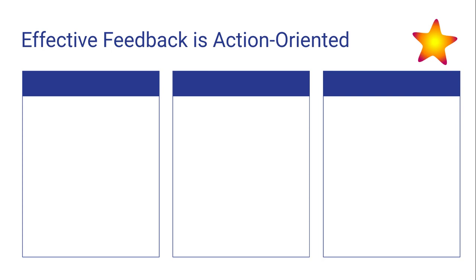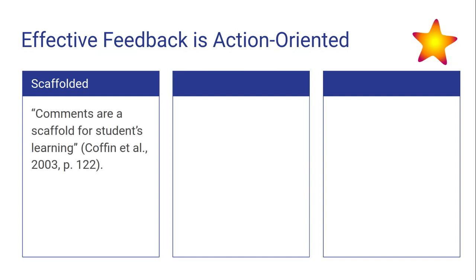Effective feedback is action-oriented. Effective feedback is useful feedback. The students need to be able to act on the feedback. So effective feedback is scaffolded. Comments are a scaffold for students' learning. As an instructor, you are providing the rungs on the ladder for students to reach the next step of writing improvement.